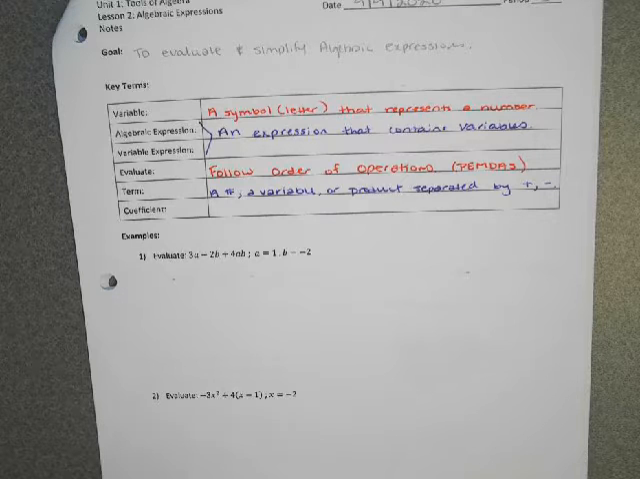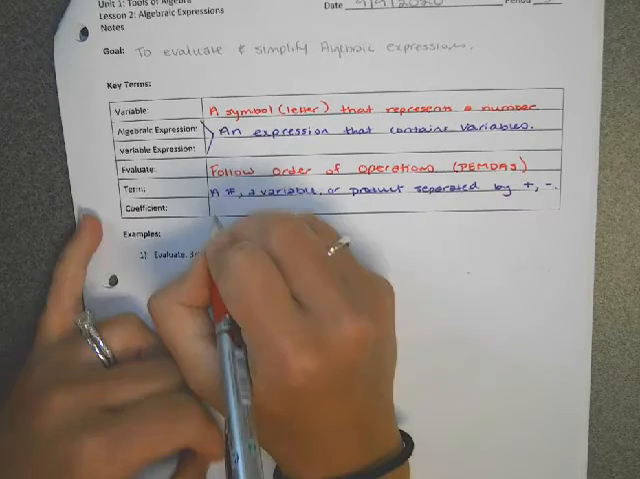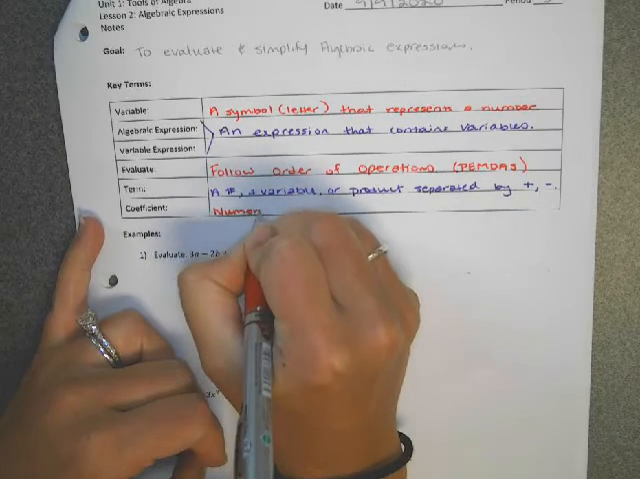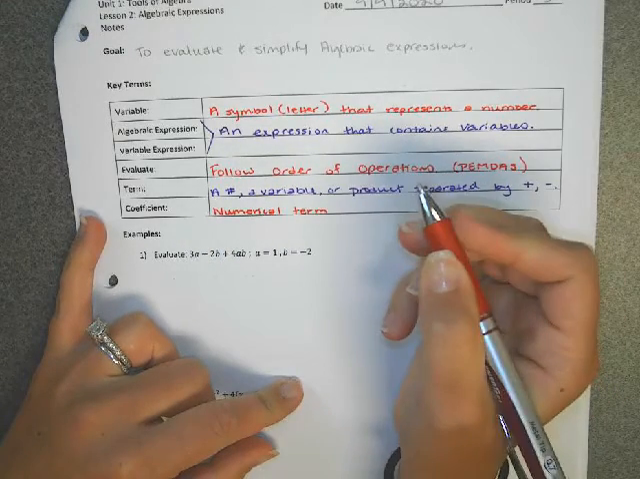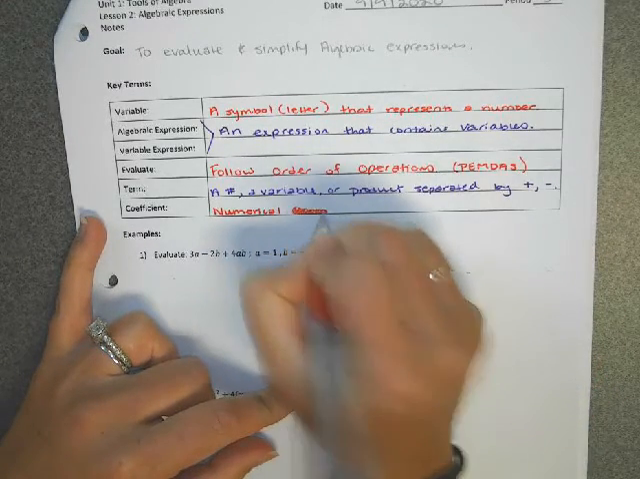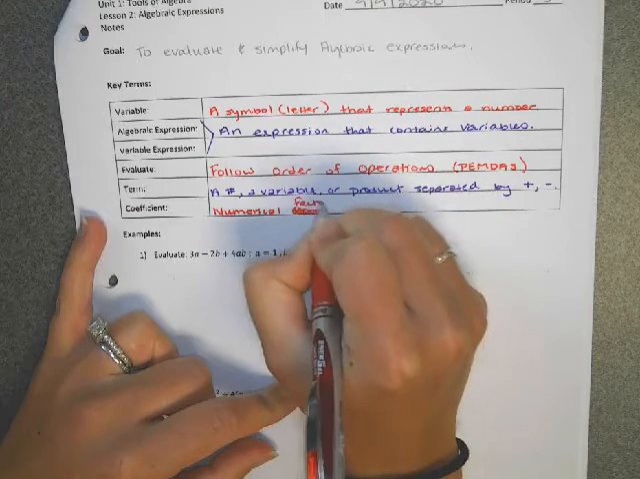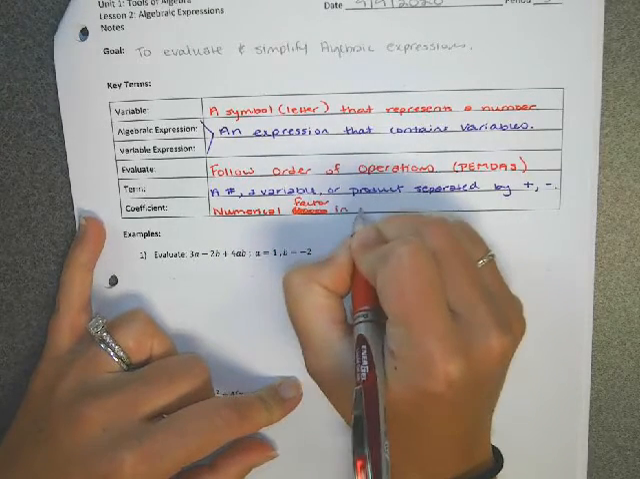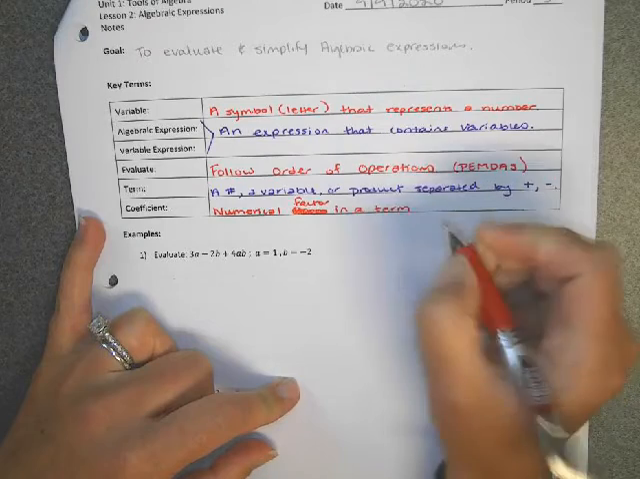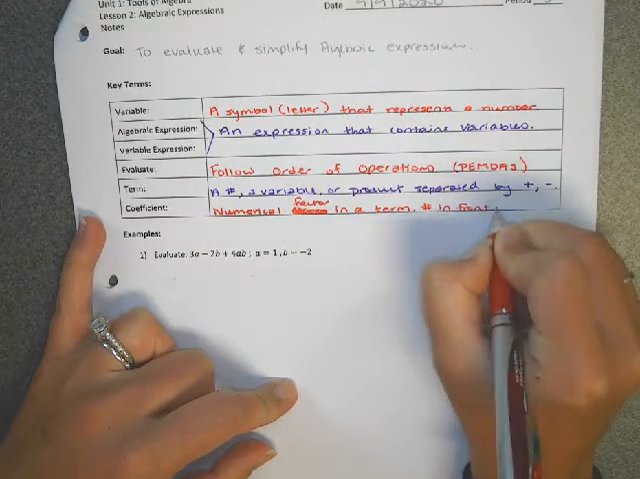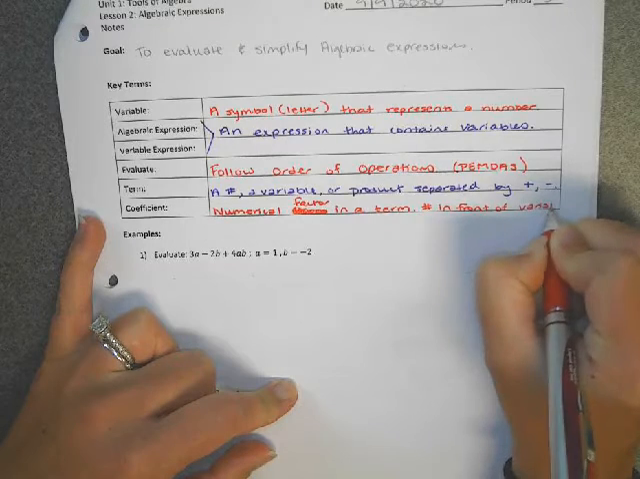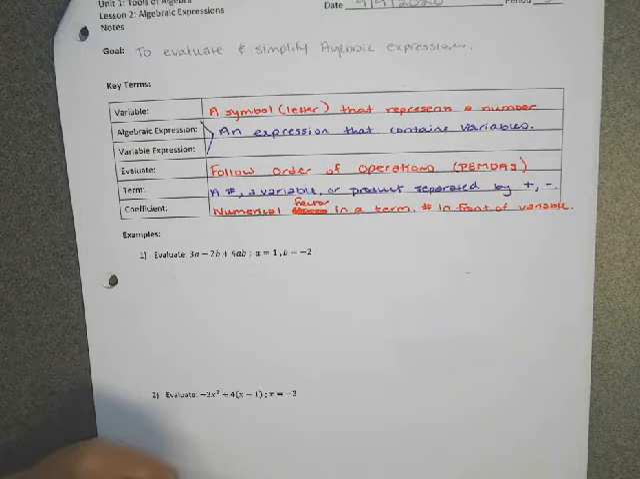And then the coefficient is just going to be the numerical factor in a term. So it's the number that's usually in front of a variable. That's your coefficient. So it's the number in front of the variable.